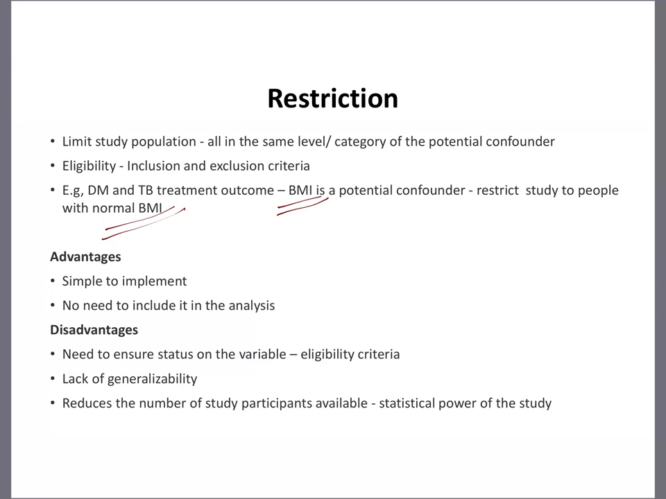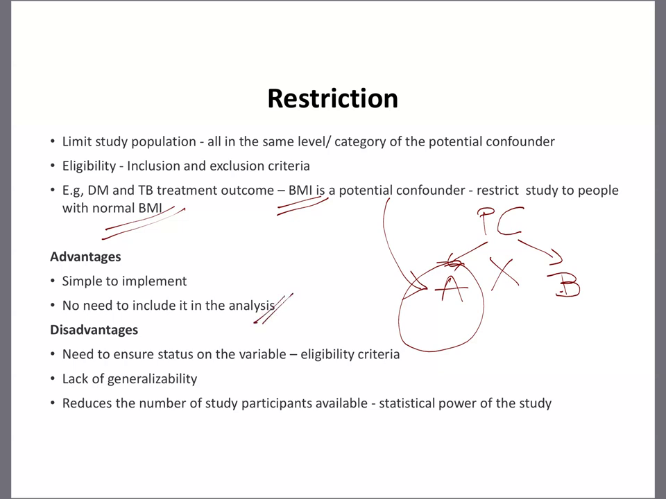Now one thing I should tell you all is that if there is a potential confounder, the confounding happens if the distribution of this potential confounder is different in your comparison groups. If the distribution is the same in the two groups, there will be no confounding. Or if I study only one subgroup, like in this case, there will be no confounding. So one way of negating confounding is to just stick to one subgroup of the confounder. I am just looking at all those who have normal BMI and I am looking at the association. There will be no confounding of BMI in my study. That is restriction. It is simple to implement and there is nothing to do in the analysis actually.